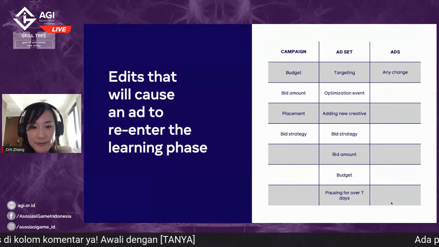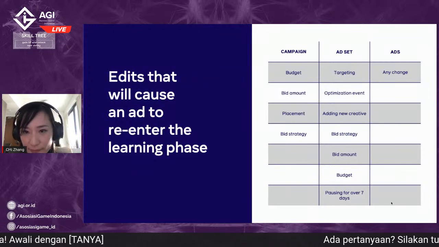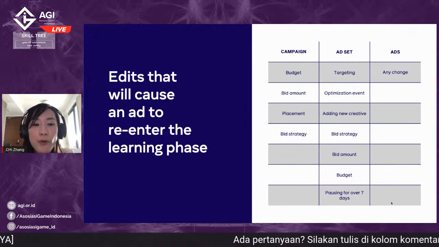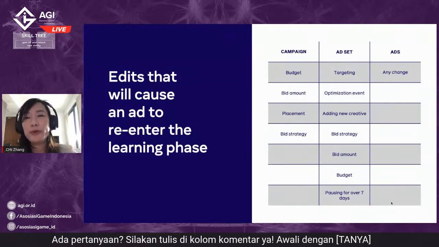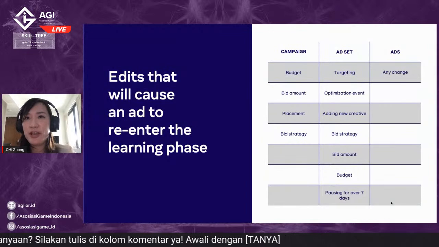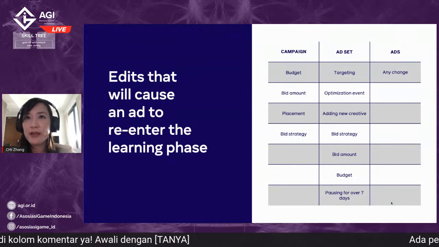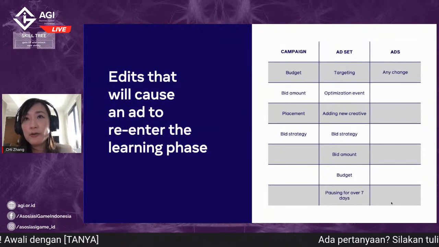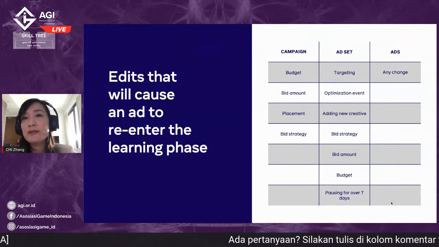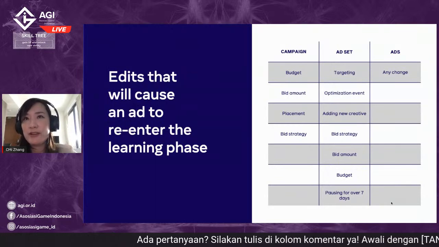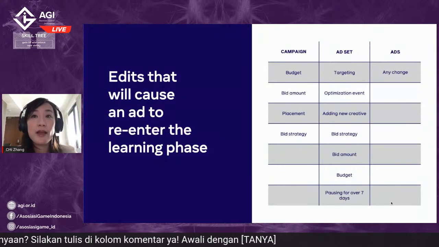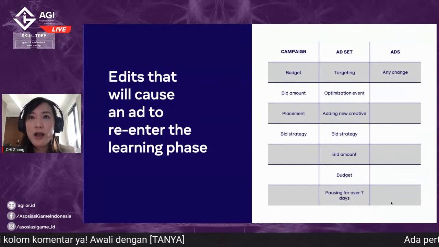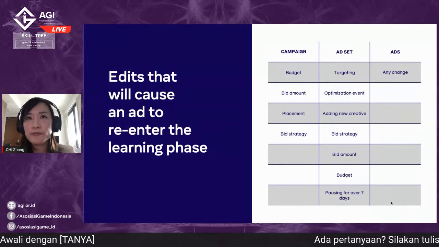On the next slide, we are also sharing with you some of the common things that we might be changing on a daily basis when we are managing our campaigns. We might change the budget. You might want to change the bid amount. And sometimes we do see advertisers changing other things such as targeting. They might be adding new creatives and things like that.